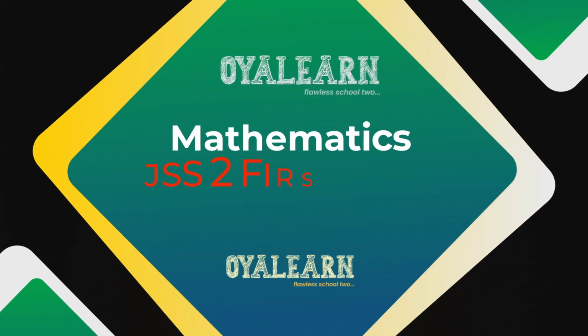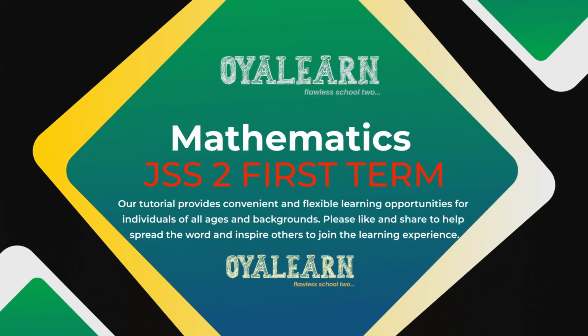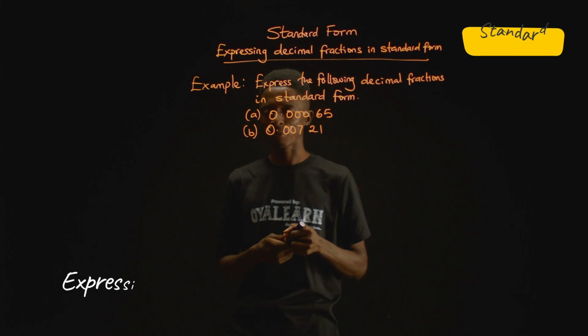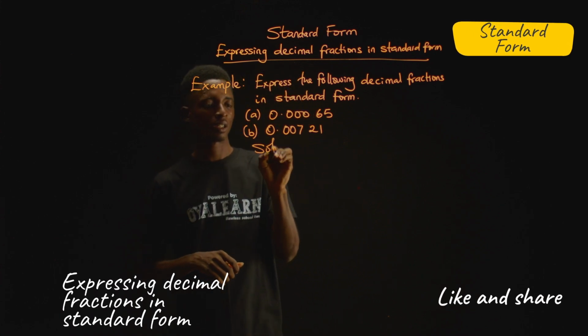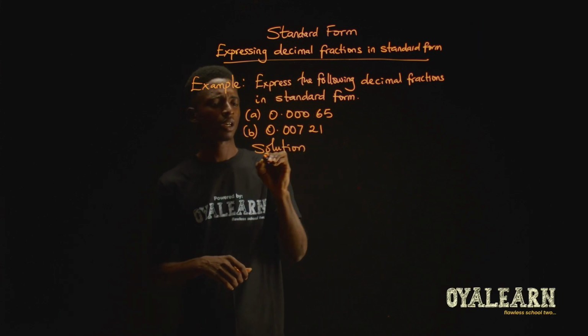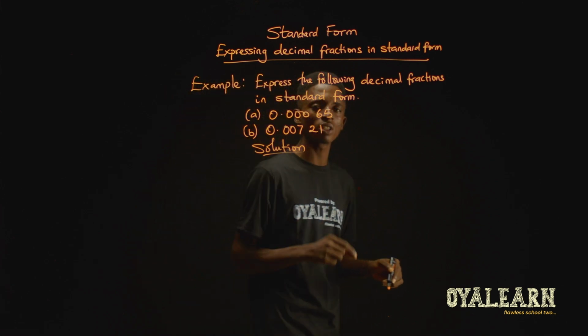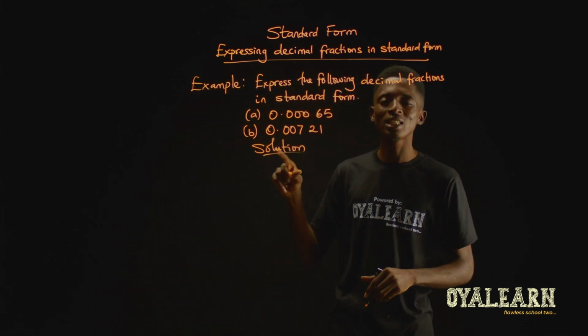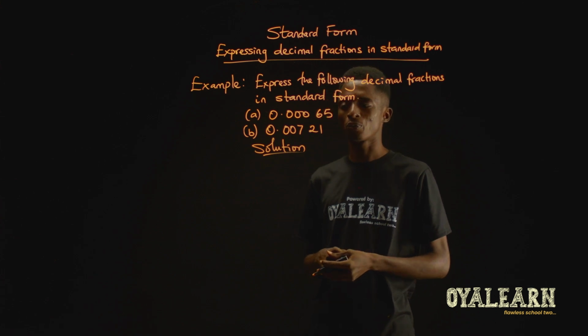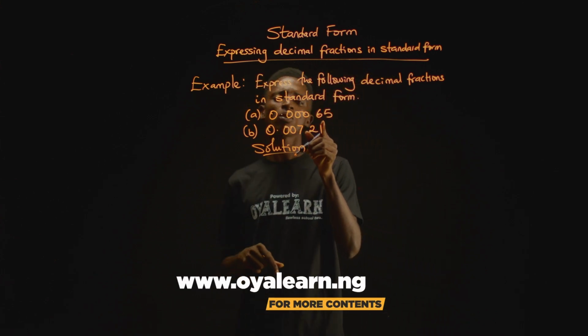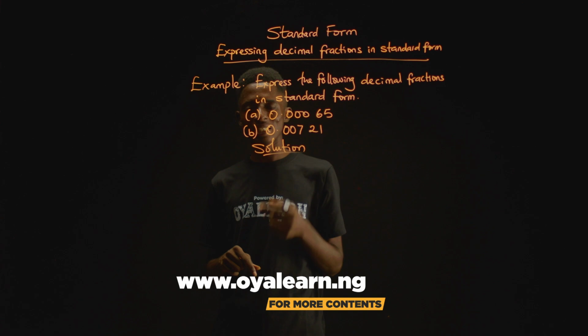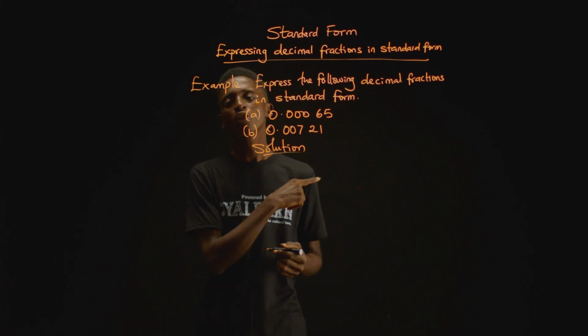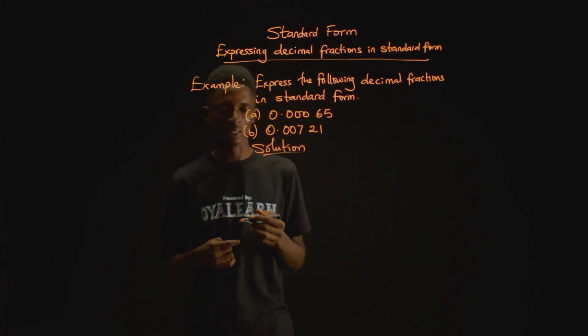Hello, let us express these decimal fractions in standard form. Solution. When you compare the questions in this example to those in the previous video, you will see that we have more than one non-zero in this decimal fraction. So how do we do this type of numbers?